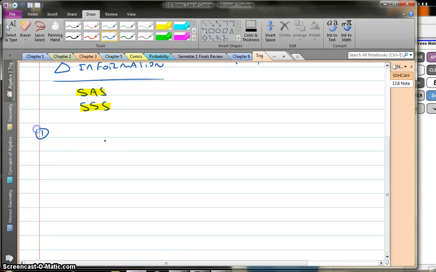So let's look at our first example. We're going to go ABC. And I'm going to tell you this side is 22, this angle is 27 degrees, and this side is 14. So the first thing you need to decide is, is it a side angle side or side side side? Because if it is, we can apply the law of cosines. If it's not, we do something else, but we'll learn that tomorrow. So this is a side angle side triangle. That's what's given to us.